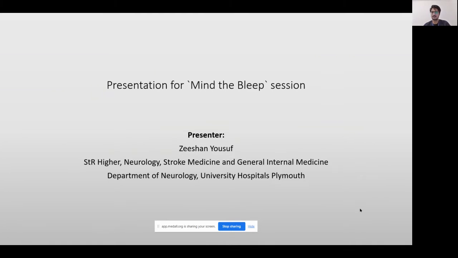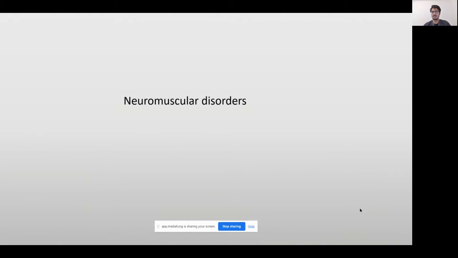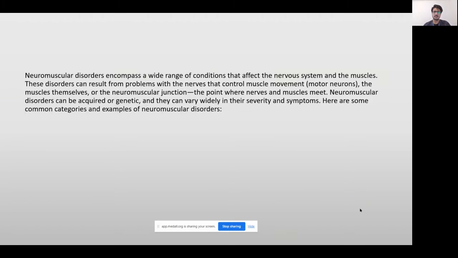So let's move on. As I said, my topic is neuromuscular disorders. So what are neuromuscular disorders? They are disorders of the nervous system and the muscle itself, and these disorders can result from problems with the nerves that control muscle movement, which are motor neurons, the muscles themselves, or the neuromuscular junction. Neuromuscular disorders can be acquired or genetic, and the severity varies, and the symptoms vary as well. Some of the common categories and examples of neuromuscular disorders are as follows.